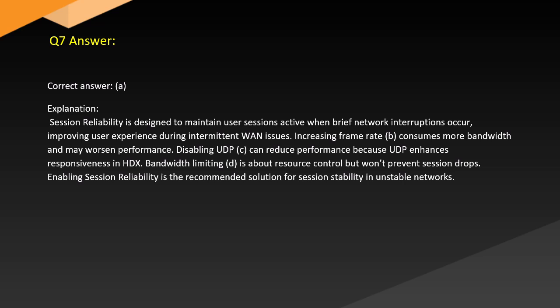Increasing frame rate (B) consumes more bandwidth and may worsen performance. Disabling UDP (C) can reduce performance because UDP enhances responsiveness in HDX. Bandwidth limiting (D) is about resource control but won't prevent session drops. Enabling session reliability is the recommended solution for session stability in unstable networks.